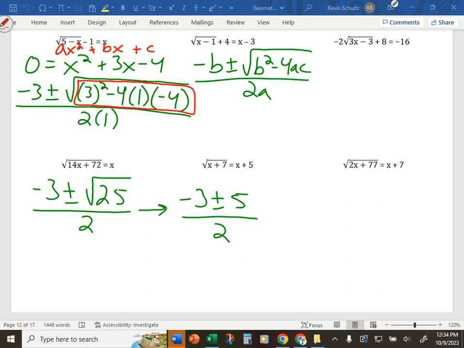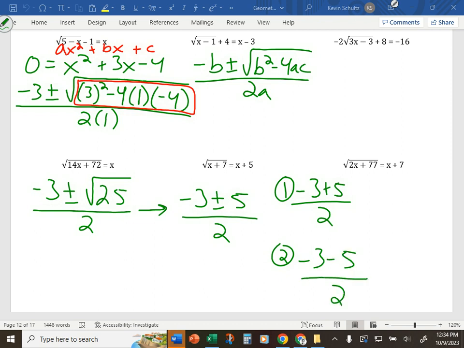So now we have -3 plus or minus 5 over 2, which means you get one answer, -3 plus 5 divided by 2. The second answer is -3 minus 5 divided by 2, and you still get 1 and -4 from those. You do still need to check them both. One might be extraneous, as we already found out. This is the extraneous one, and this is the answer that works.